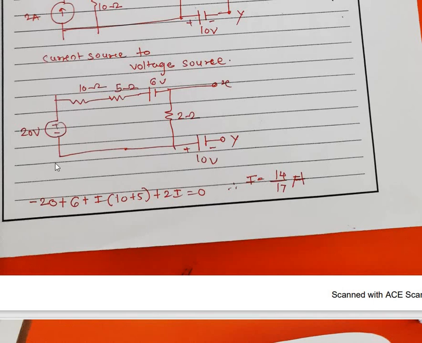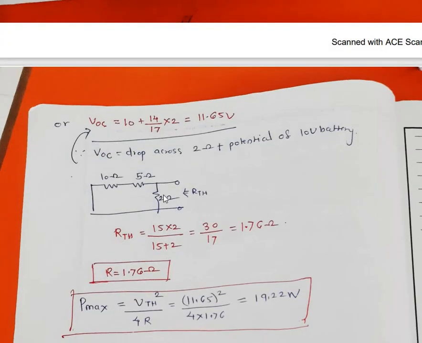This voltage source is to be shorted. This voltage source is to be shorted. So 10 and 5 in series, and this will be 15 parallel with 2 ohm. So 15 into 2 divided by 15 plus 2. So it is 30 divided by 17. RTH is 1.76. And maximum power will be VTH square divided by 4R, that is equal to 11.65 squared divided by 4 into 1.76. That is coming out to be 19.22.